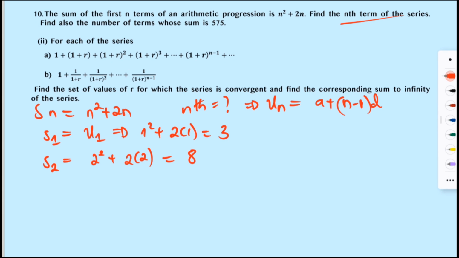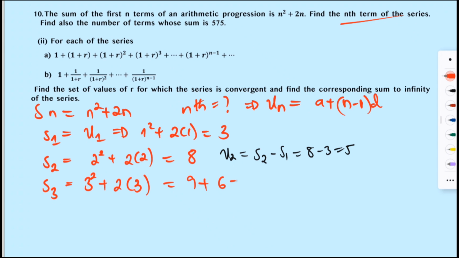But keep in mind that if you want to get the second term, since we already know the first term, what do we do? We take the sum of the first 2 and we minus the first one. So the sum of the first 2 minus the first one gives you u2. Lastly, the sum of the first 3 terms would be 3 squared plus 2 times 3, equal to 9 plus 6, which is 15.